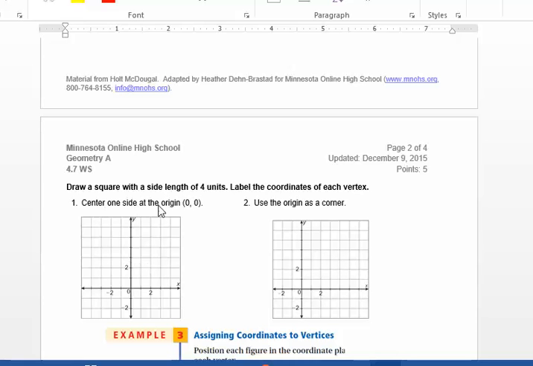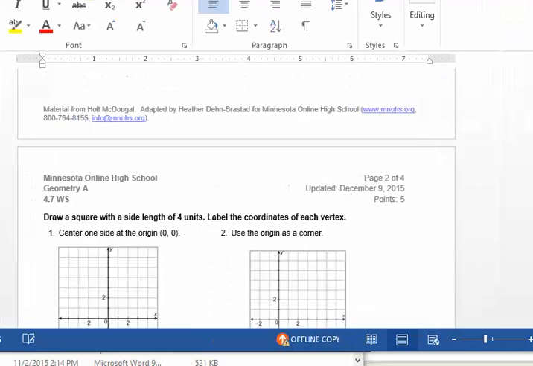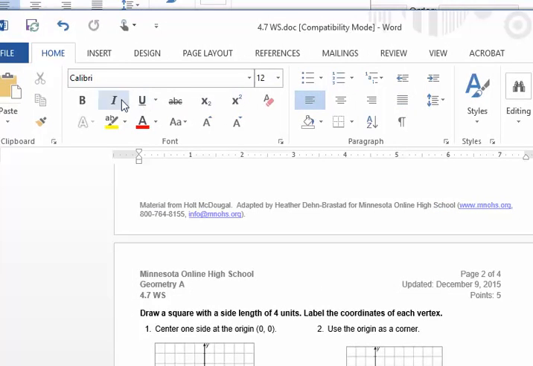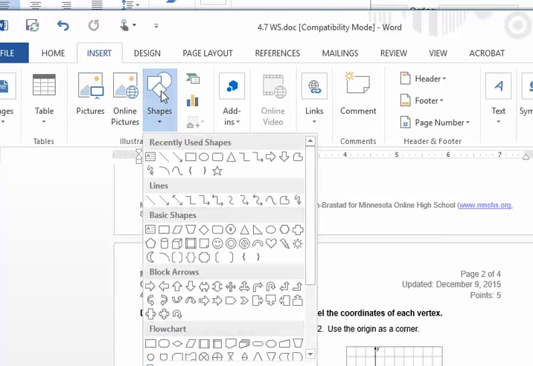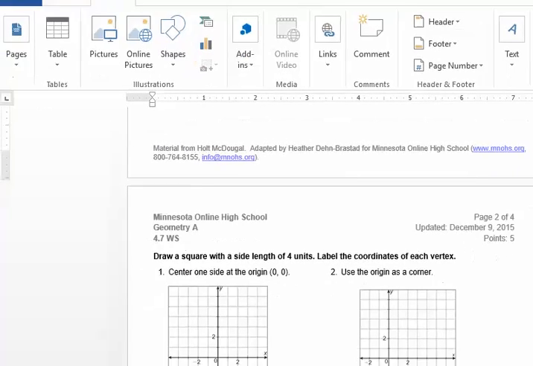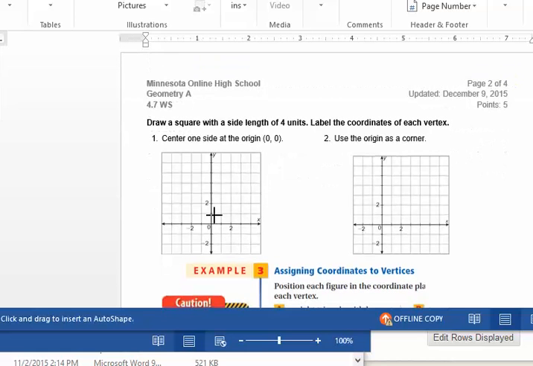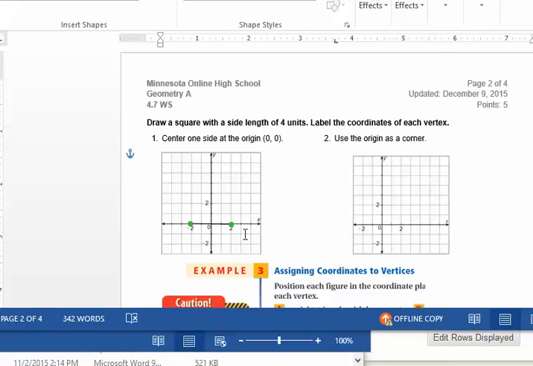I'm going to do this one. Center one side at the origin, 0, 0. And to do that, if you're going to use the Word tools, let me move this down so I can show you. You're going to go to Insert, Shapes, and then get the line tool. It's under Lines, Line tool. Okay, I'm going to try to move back now. And then it has to be 4 units long, so I need 2 on the left and 2 on the right. So it's a little kind of skinny, but that's okay. And now I have to do that again. I have to insert another line so I can go up.